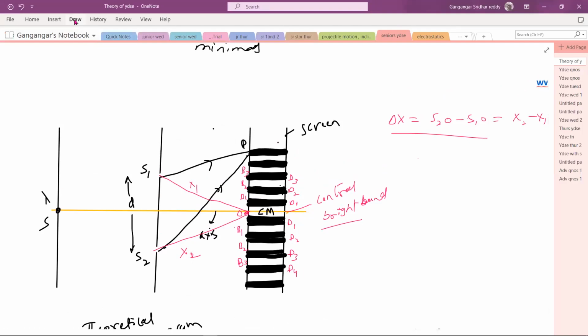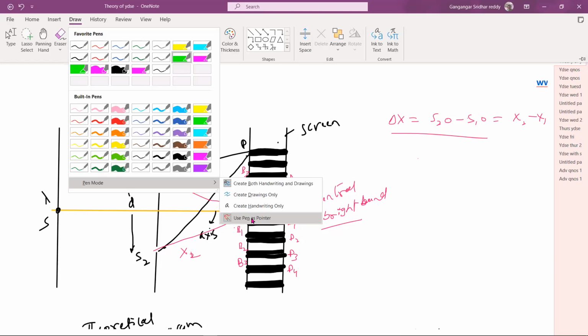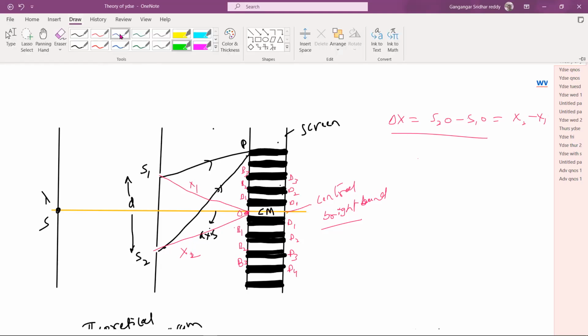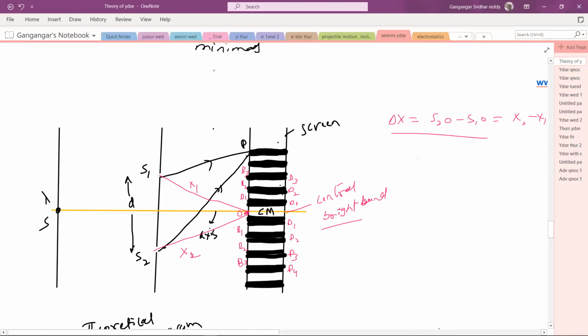I'll write some set of equations. Now the intensity due to slit 1, let it be I naught. So the intensity at central maxima will be 4 I naught. All maximas will have intensity 4 I naught. What about this one? 0 intensity. I'll write it.